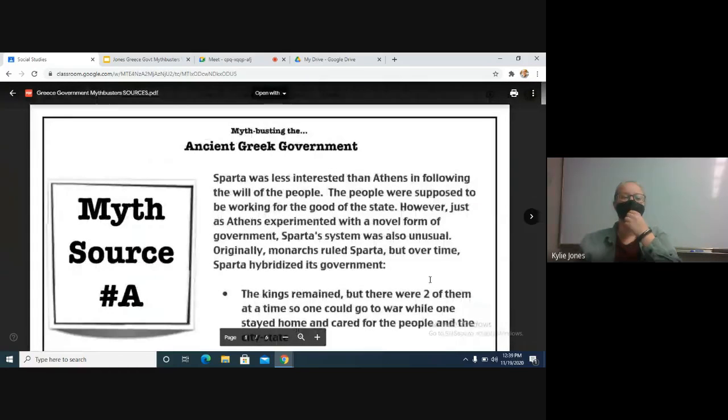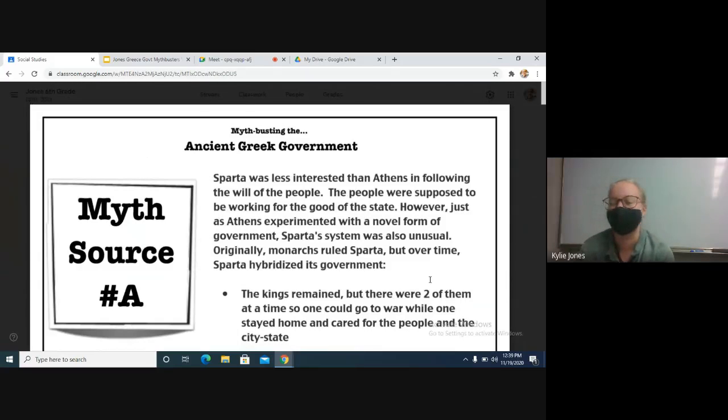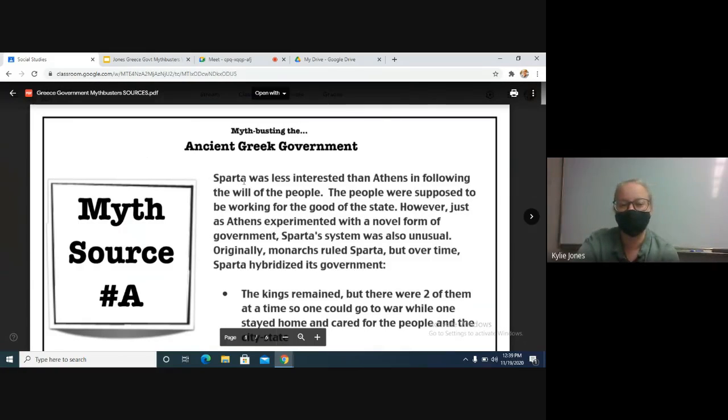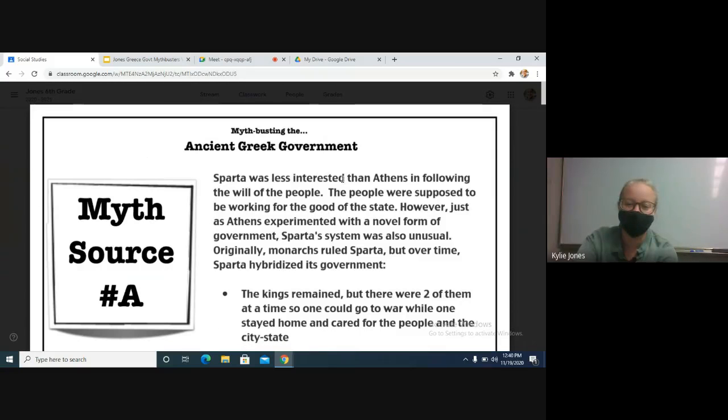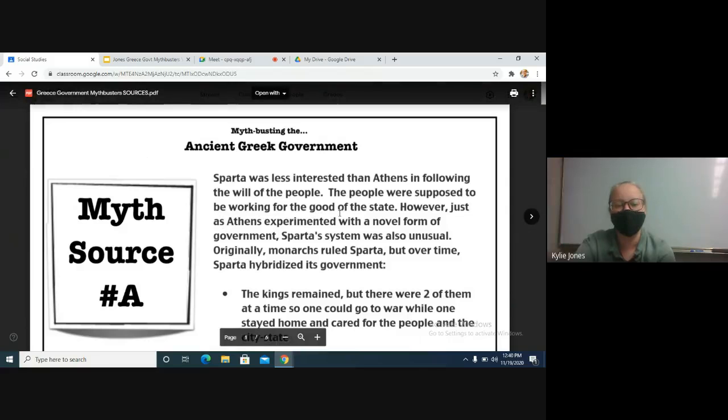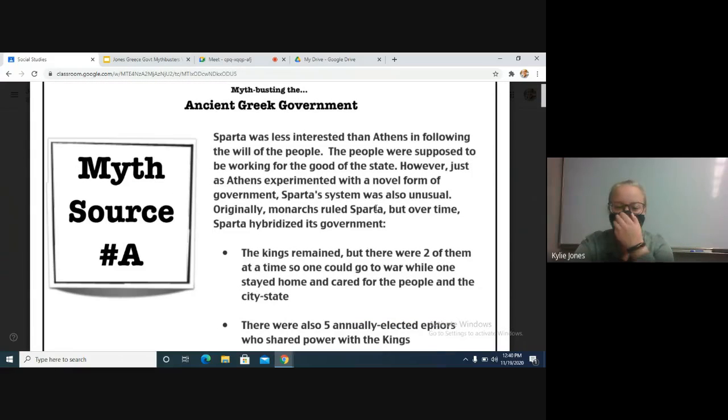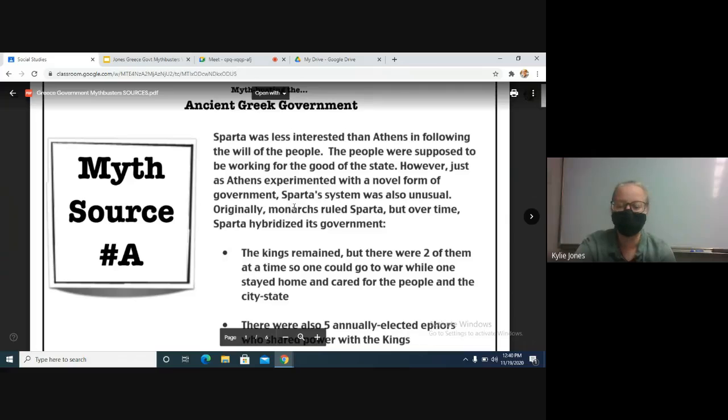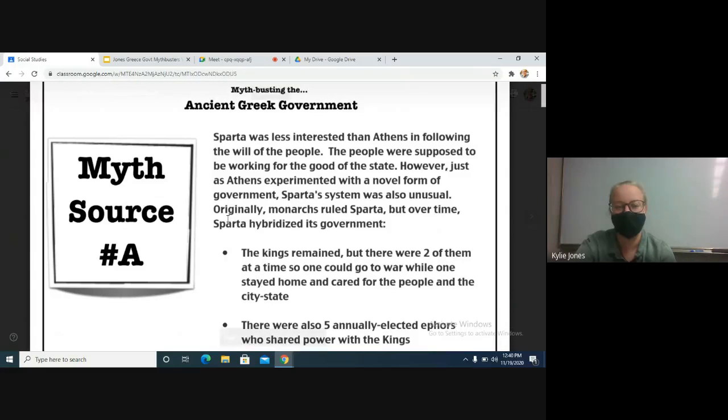So, myth number 1, number A, whatever. Sparta, which is a city in Greece, was less interested than Athens in following the will of the people. The people were supposed to be working for the good of the state. However, just as Athens experimented with a novel form of government, Sparta's system was also unusual. Originally, monarchs ruled Sparta, but over time, Sparta hybridized its government. So a monarch is when there's a king or a queen, there's just one ruler. So Sparta is going to kind of change that a little bit.